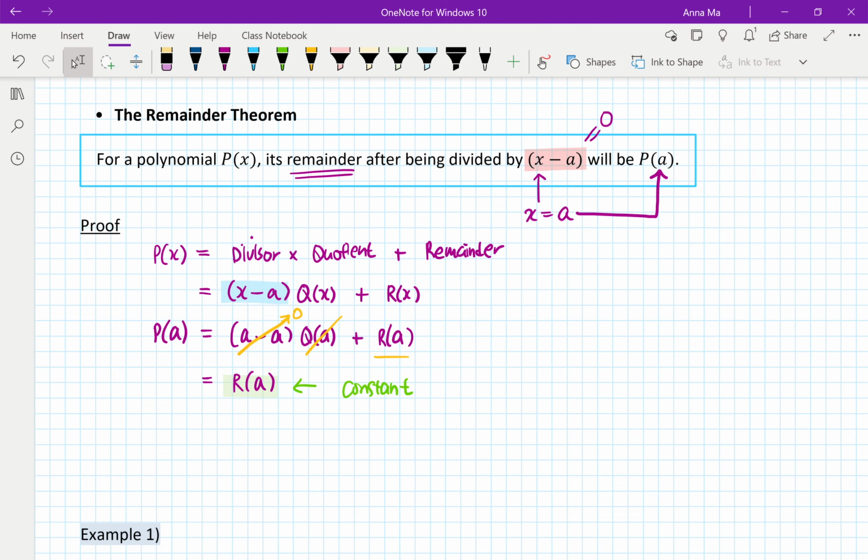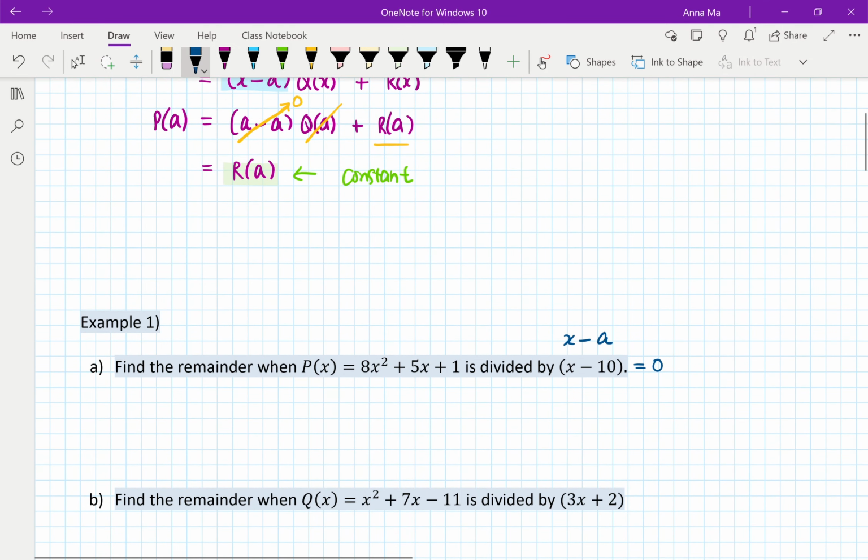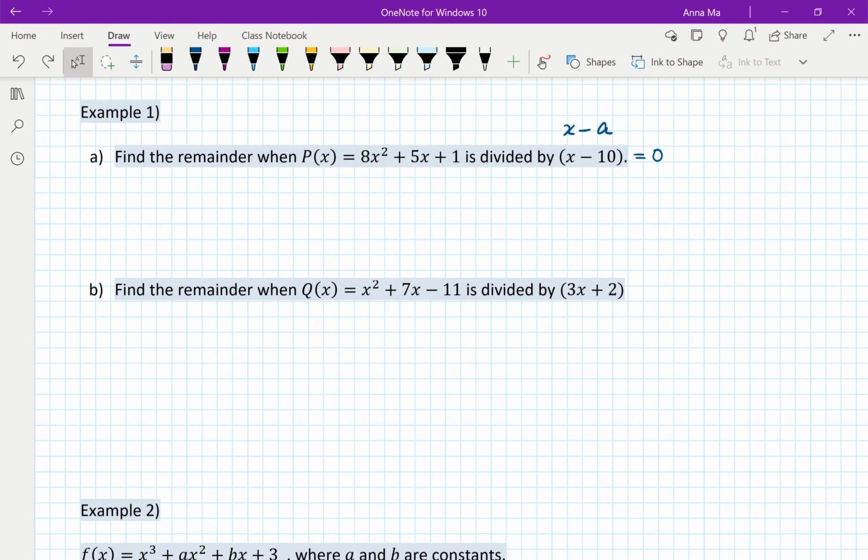So let's see what types of example questions we might get. Example 1. The question could simply ask to find the remainder when it's divided by a certain divisor. So in this case, it's going to be x minus 10. Imagine that's our x minus a, or whatever number that makes that equal to 0. Because the point was that we want to make it into a 0 so that it cancels away the quotient. So in this case, we want to sub in x equals to 10.